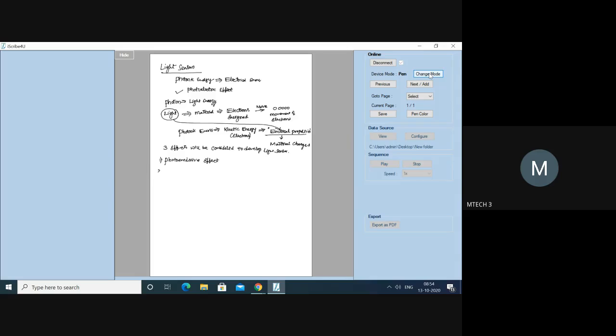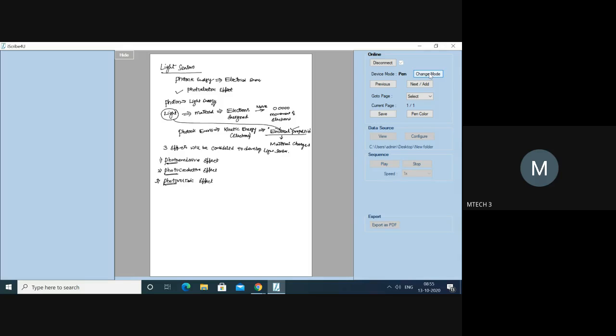The second one is called the photoconductive effect, and the third one is the photovoltaic effect. All of them are based on photons. Remember.